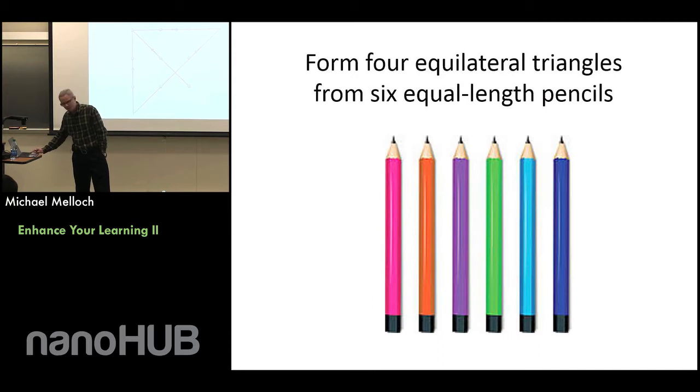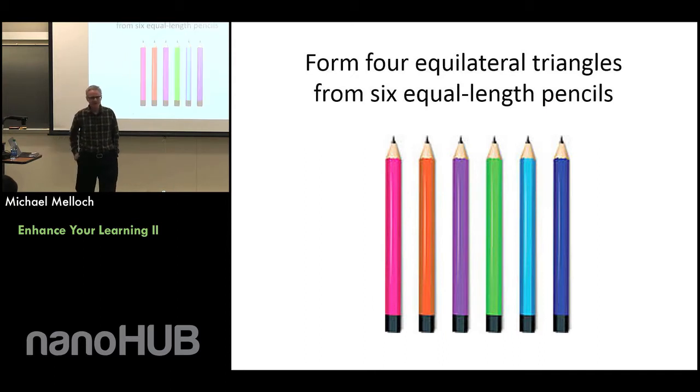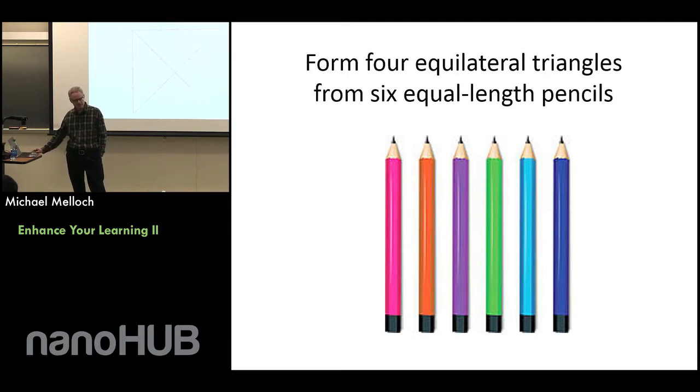So let me give you another one. You have 6 pencils of equal length, and you're to form 4 equilateral triangles. I'll give you a slight hint. Think outside, like you did here, think outside the dots. You're going to have to think outside a little to get this one.